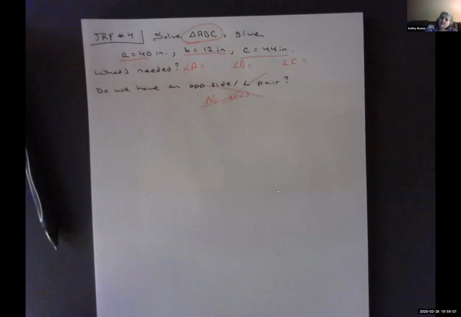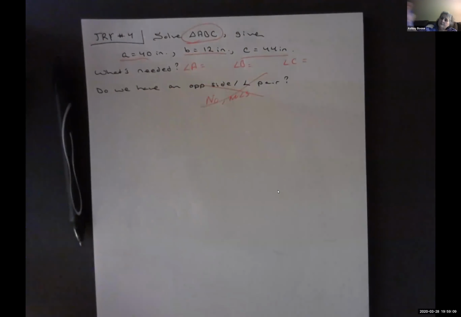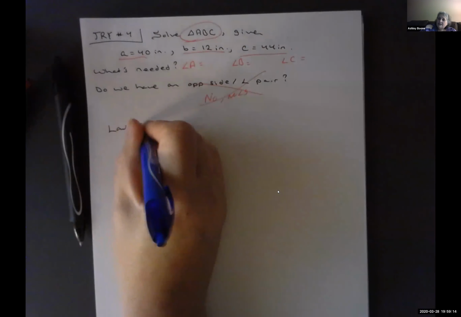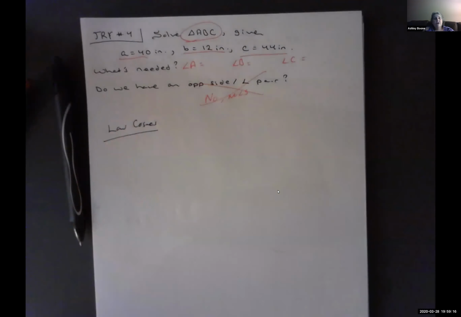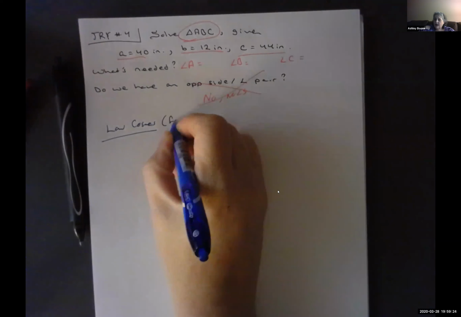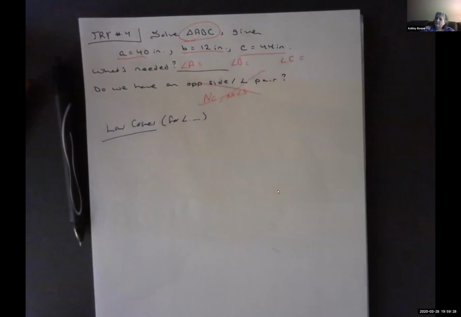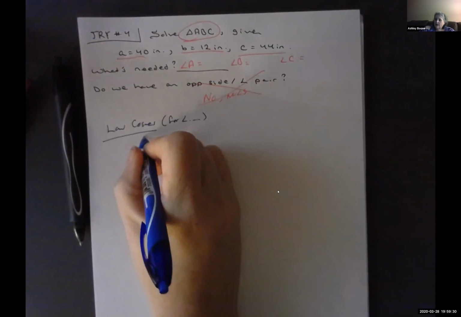So again, just like we had done before, I'm going to look at the law of cosines. I'm going to do this to find an angle. I have all three sides, so I can go for any angle I want to. I know I'm going to be solving for an angle, so I'm just going to start with the first angle I'm looking for, angle A. So I want to solve for angle A.